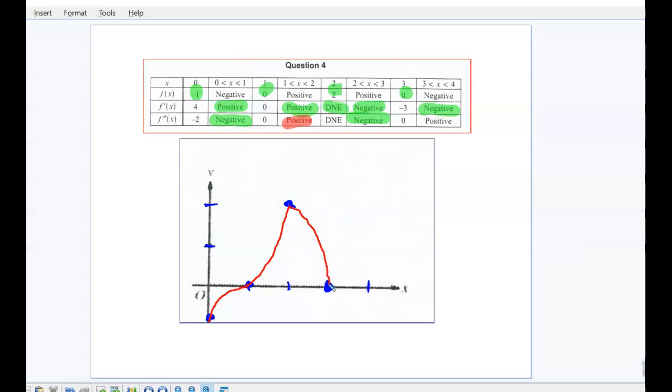And then from 3 to 4, it's negative, meaning it's below the x-axis. It's decreasing, and the second derivative is positive, so it's decreasing in a concave up fashion, looking something like that. And there would be your sketch. So again, kind of a unique question, but you had to find the first and second derivative off of the table and apply it to drawing a sketch.